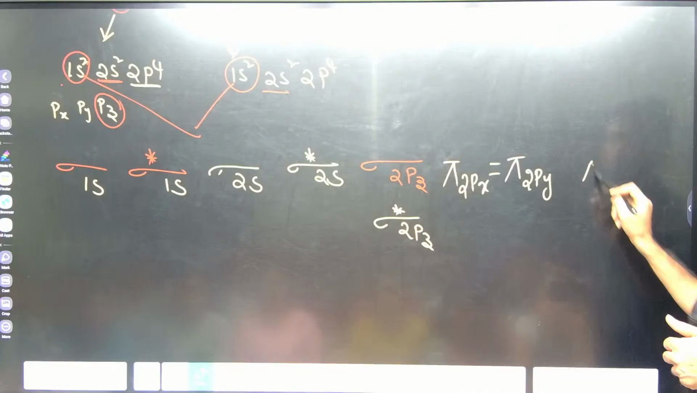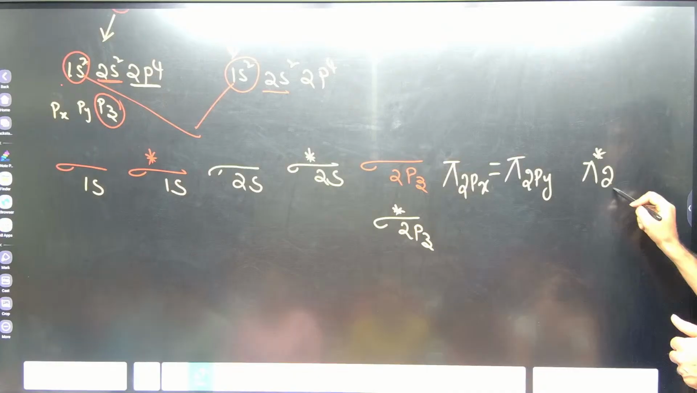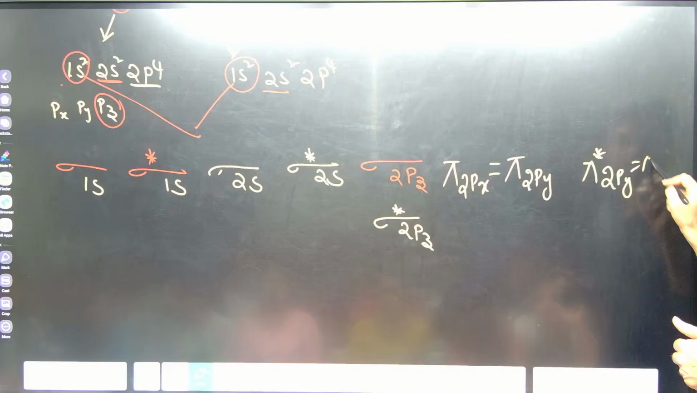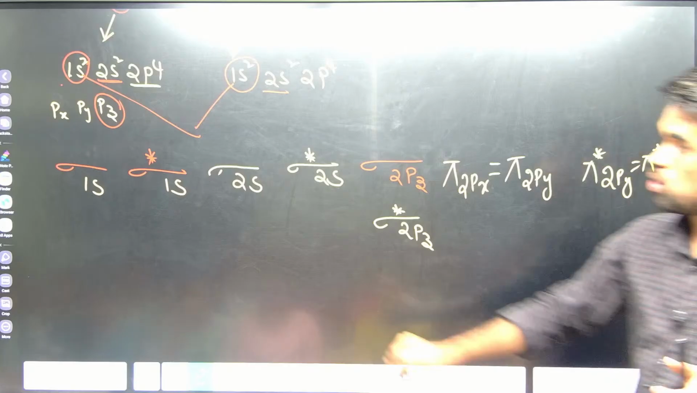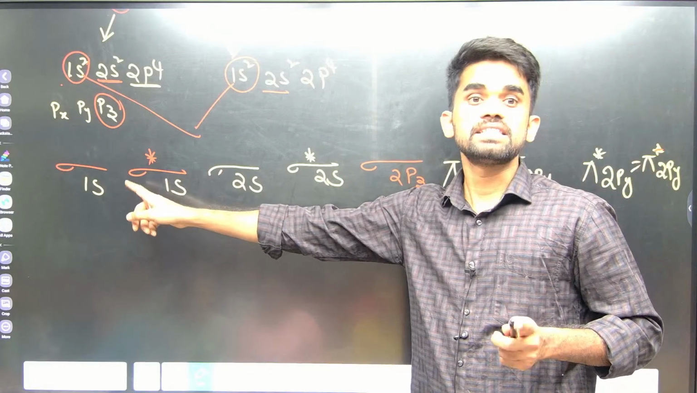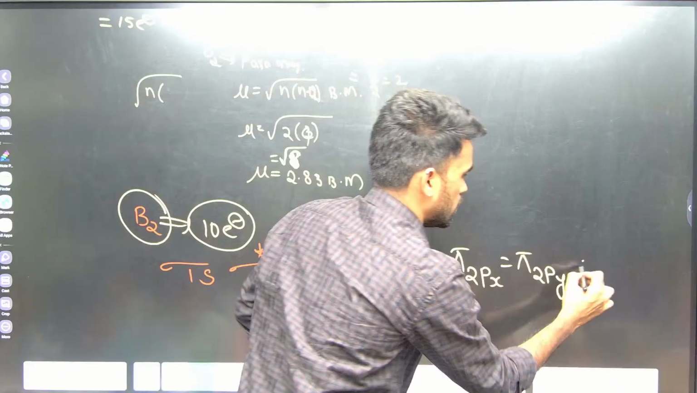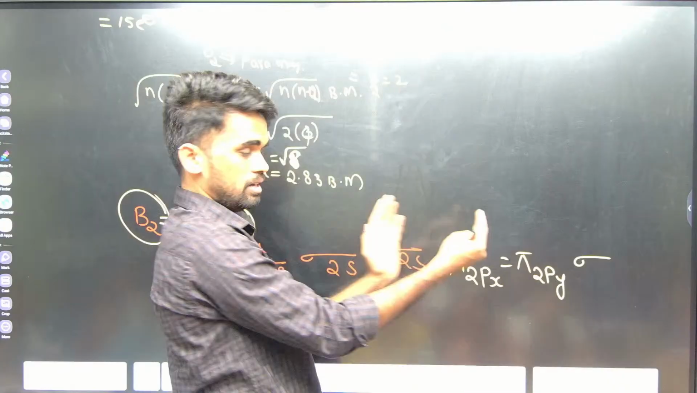Pi star 2px equals pi star 2py. So now this is the energy order. What I am saying, this is the energy order. So what is the lowest energy? Sigma 1s.